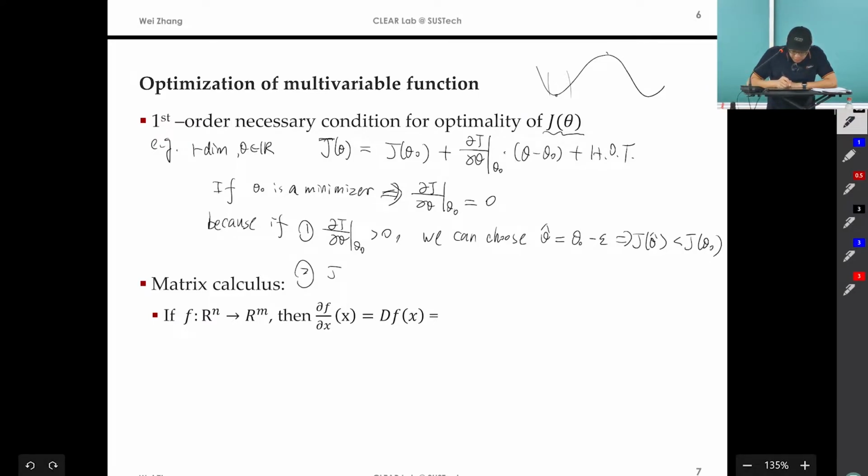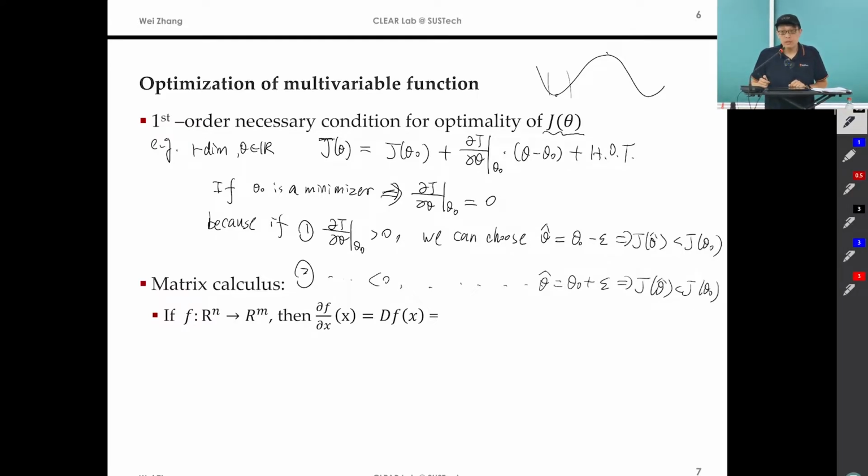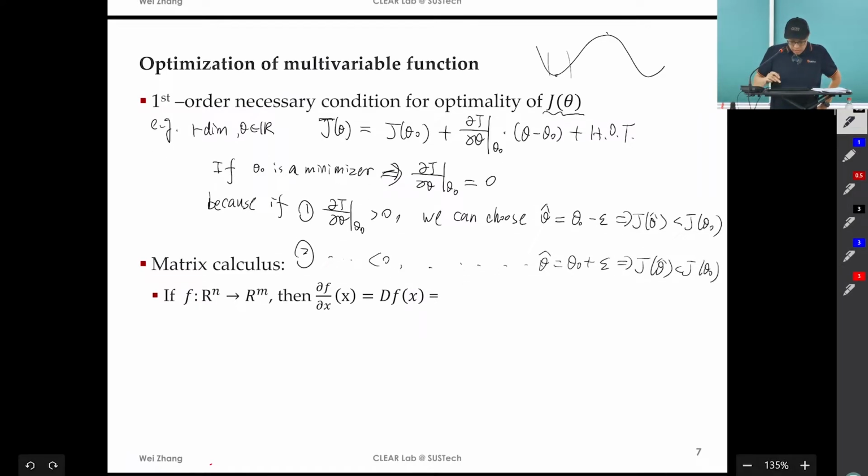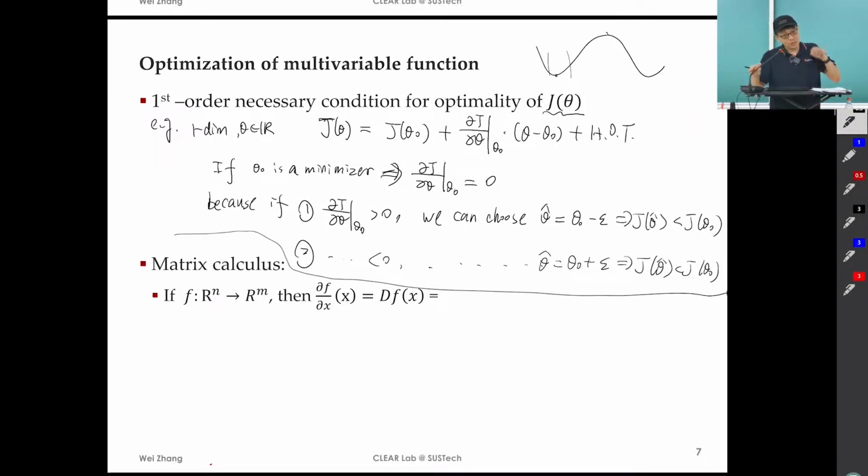Similarly, if the derivative is smaller than 0, we can choose theta 0 plus epsilon. I can still find a better one, the same conclusion, right? If that derivative is smaller than 0, then I need to move to the right of theta 0, so I can still have a better solution. So the only possible case, if the function is continuous, is to make that equal to 0. So 0 is very important but it's only locally important.